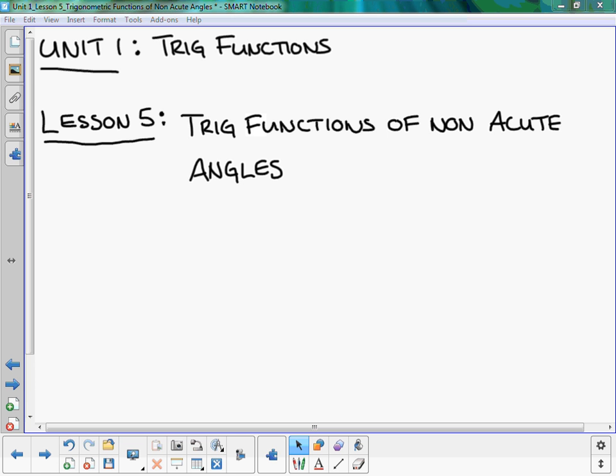So the fourth way that we're going to be able to find the trig function values is if we have an angle that's bigger than 90. And we're going to use our special right triangles again.